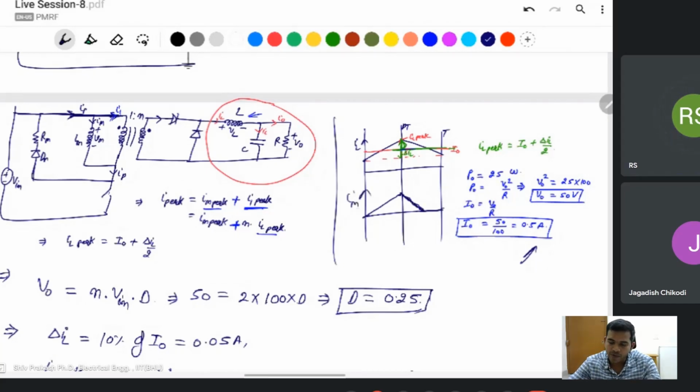IM in a forward converter is not purely in continuous conduction mode. In a normal case it is in discontinuous conduction. Then you can take delta IL here as the same as the IM peak current. Because the inductor present here will not totally supply the output voltage and output current, IM will be present only for some duration of time, on and off time.